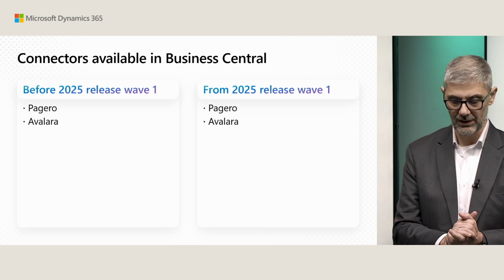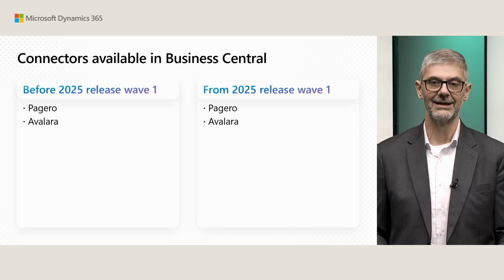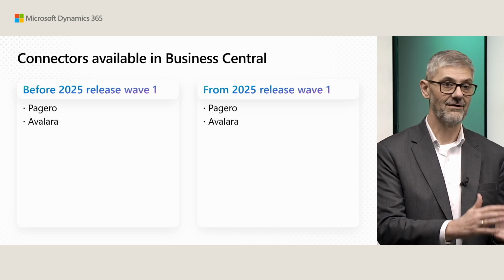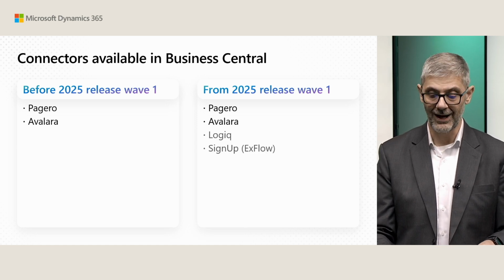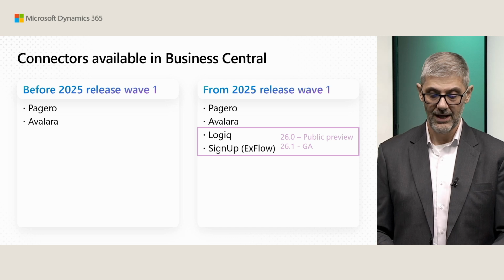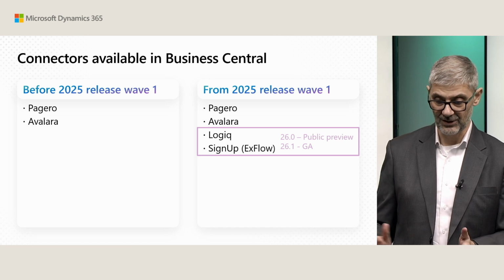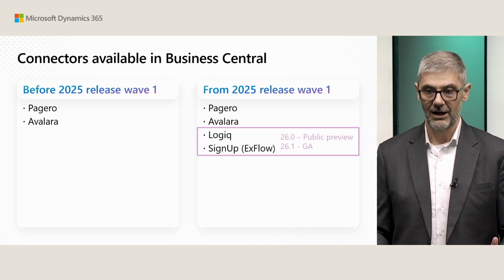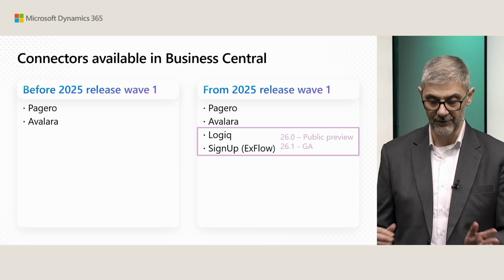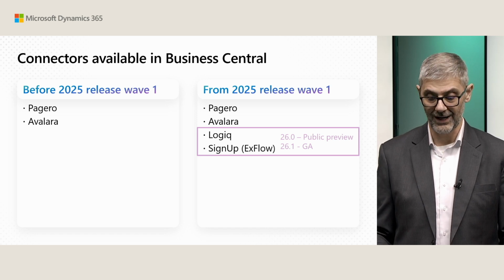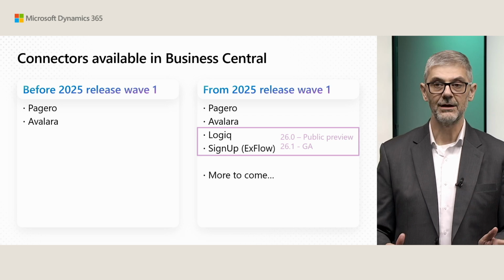Okay, let's look at what we had before 2025 release Wave 1. With the previous release, we had two connectors. We started with Pagero, and after that we added Avalara. But now, with 2025 release Wave 1, we added two more connectors. Now we have Logiq and Signup, or Xflow. Probably this is much more famous as Xflow. They're available from 26.0, so from the April release, they will be in public preview for 1 month, and from 26.1, they will be in general availability.